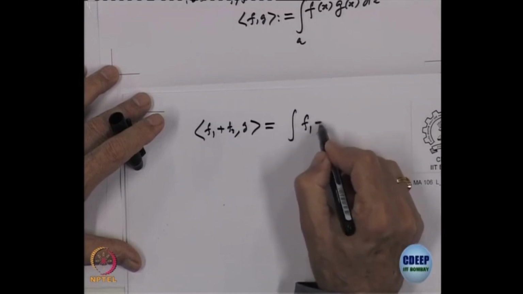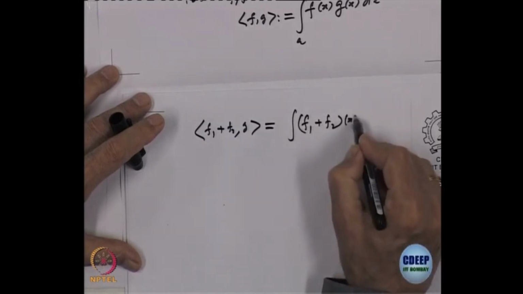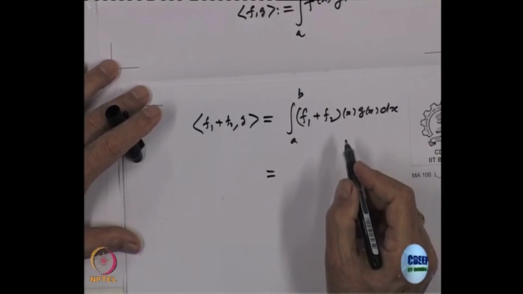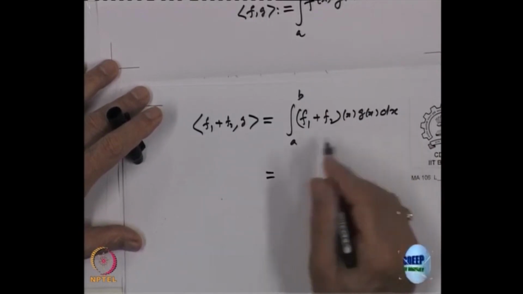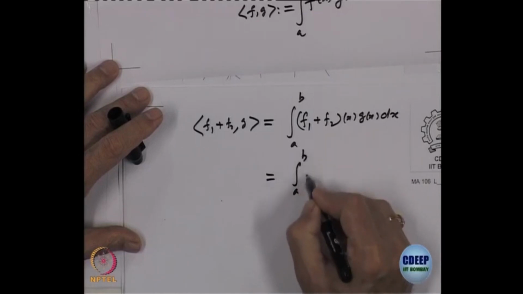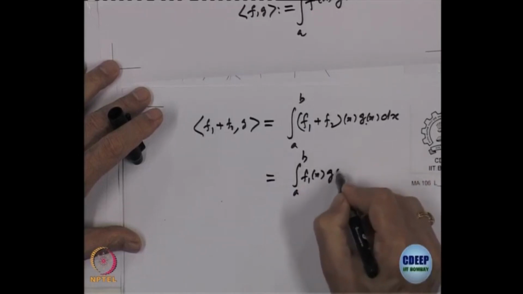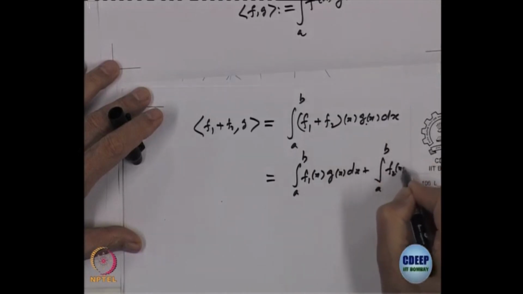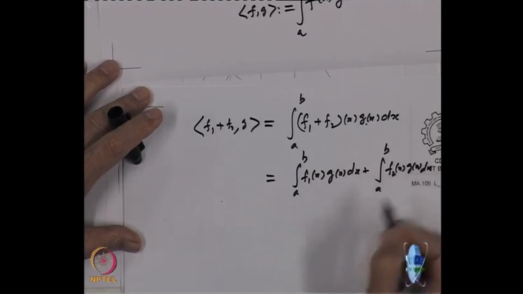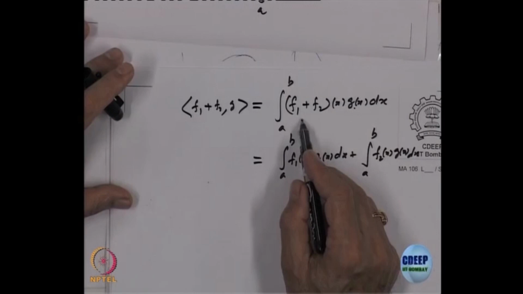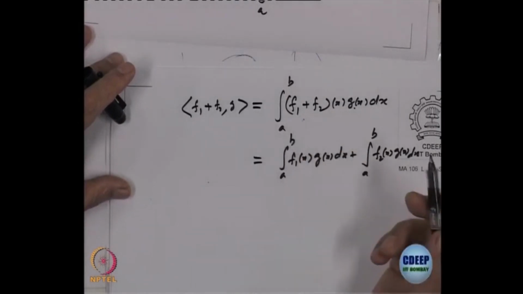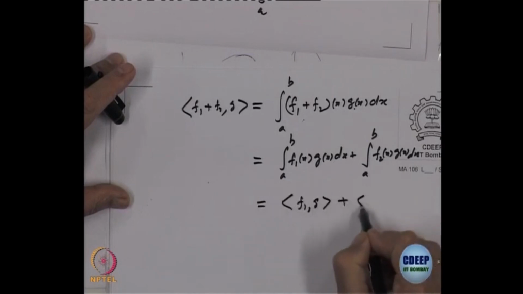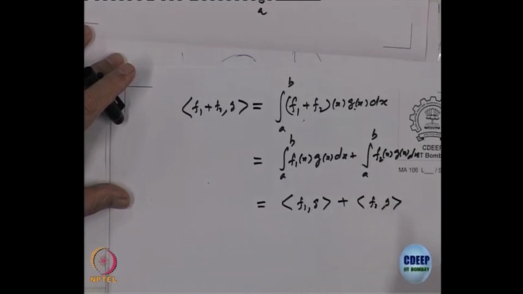So that is the integral of (f1 + f2)(x) g(x) dx. By the properties of integration, integration is a linear process. So this is nothing but the integral from a to b of f1(x) g(x) plus the integral from a to b of f2(x) g(x) dx. We are using the property that the integral of a sum is equal to the sum of the integrals, and that is equal to the inner product of f1 with g plus the inner product of f2 with g.